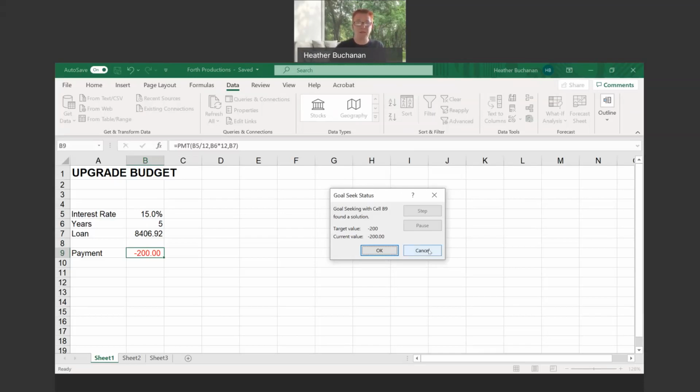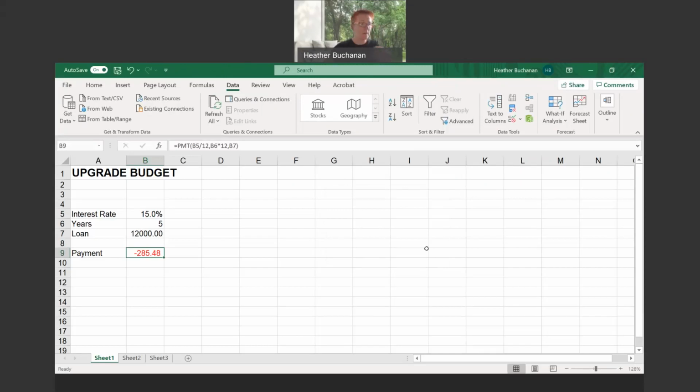Let's have a look at another situation. I'm just going to cancel out of that and change another cell. This time we're going to change the loan to £5,000, and I'm going to work out how long it's going to take me to repay £5,000 on £100 a month.